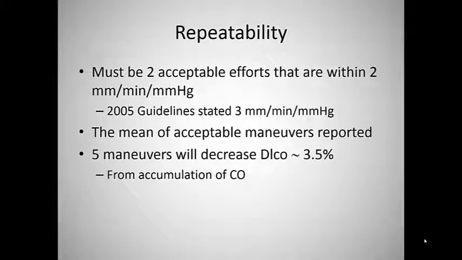Now, as far as testing, guidelines say you must have 2 acceptable efforts that are within 2 milliliters per minute per millimeter mercury. In 2005, they said that had to be within 3. So they've tightened it up quite a bit. 2's not very much. The mean of the acceptable maneuvers is what's reported. If you end up doing 5 maneuvers, you're going to decrease somebody's diffusion by around 3.5%, because of the accumulation of carbon monoxide.